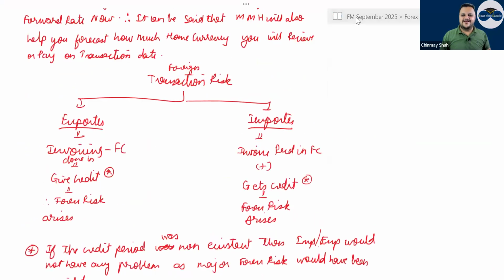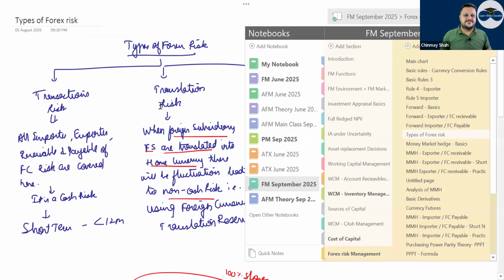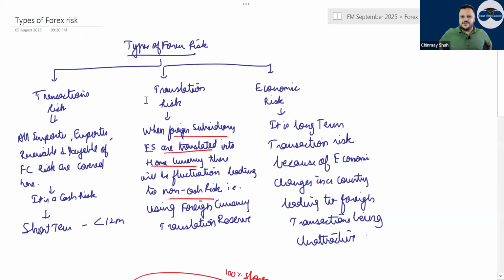Money market, but first do the theory questions: types of forex risk, transaction risk and economic risk. Importers and exporters generally have transaction risk: today they purchase or sell and have to pay in a foreign currency at a later time. It is a cash risk and is generally short term in nature.